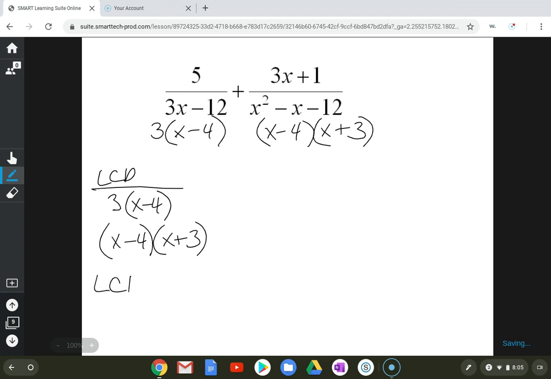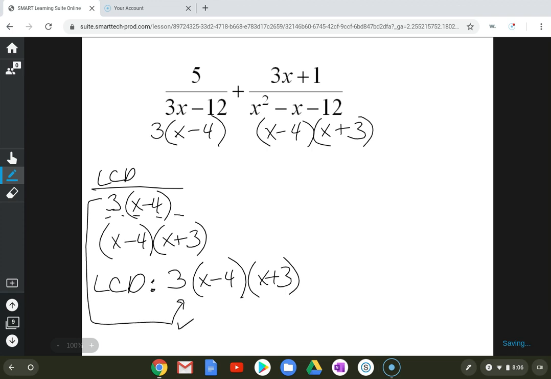My LCD has to have everything in here so that it's the smallest thing that both of these go into evenly. So it's going to have a 3. First thing we do is we look at our numbers. Has to have a 3. It's certainly going to have an x minus 4. And it's also going to have an x plus 3. Now you check. Does this denominator go into this evenly? Yep. Does this denominator go into this evenly? Yes. So as long as both denominators can go into our LCD evenly, we're good.